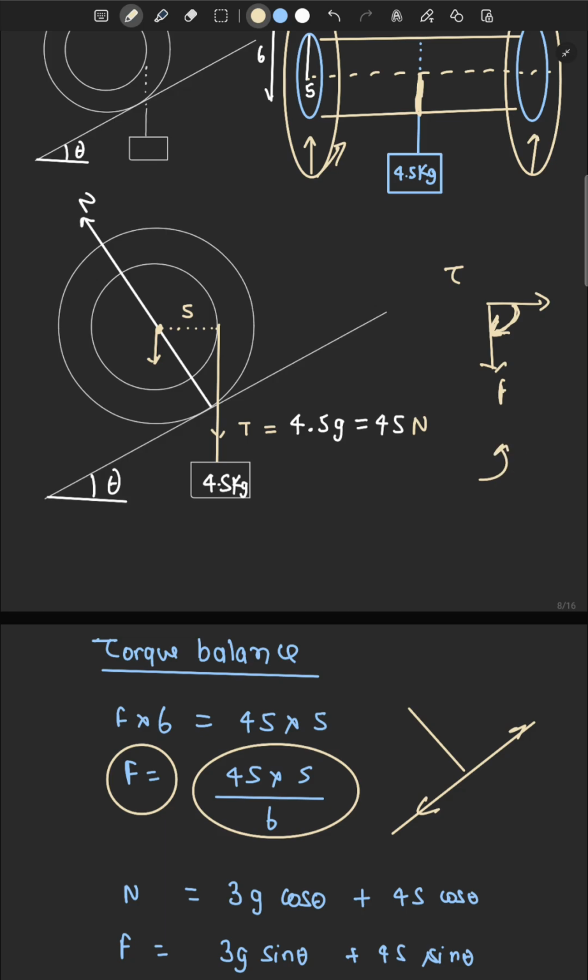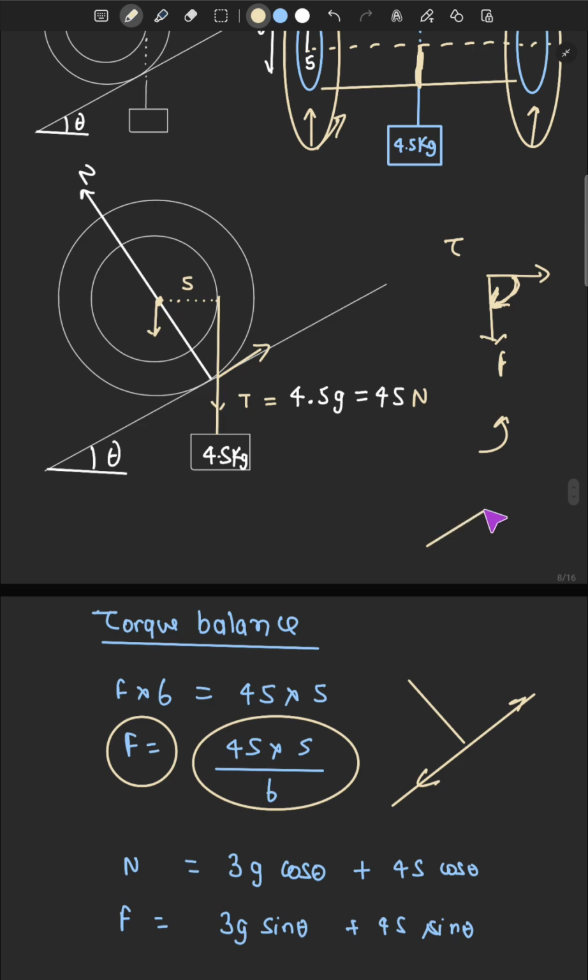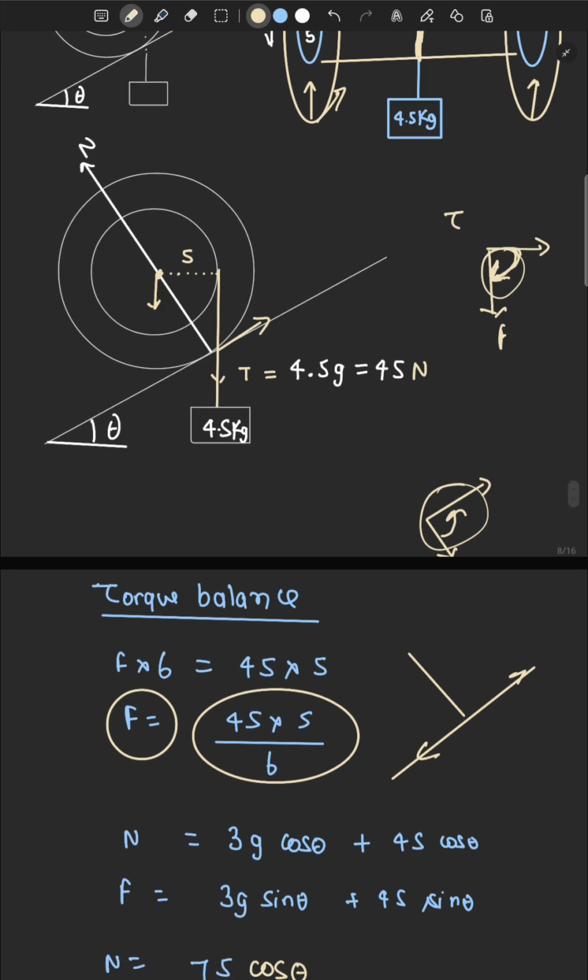To provide a clockwise torque, friction has to act in this direction. If friction is acting here and its distance from the center is like this, then r cross F comes out in the clockwise direction, so these two will cancel out each other. Only then is it possible that it is in rotational equilibrium. Because if friction acts downwards with this r, this is also anti-clockwise, so they will not cancel out each other. So the two forces which provide torque are friction and this tension.